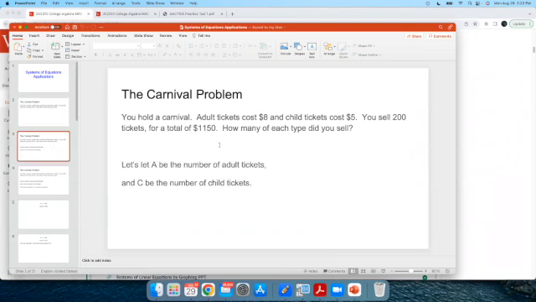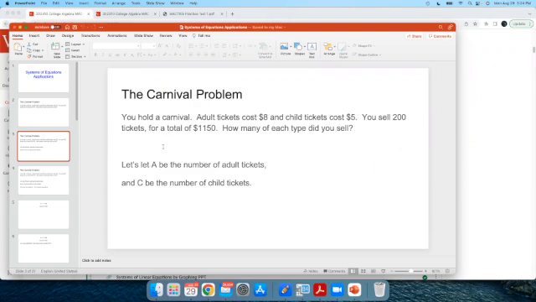So the first thing we're going to do is define our variables. And I could call them anything I want. I could have called them x and y. I chose to call them A and C. So A is the number of adult tickets. C is the number of child tickets. Because those are the two things I'm trying to figure out, right? So I have two unknowns here. I'm going to have to come up with two equations.